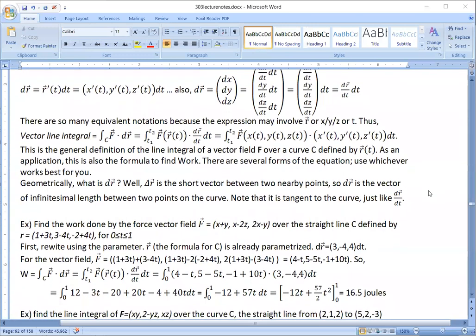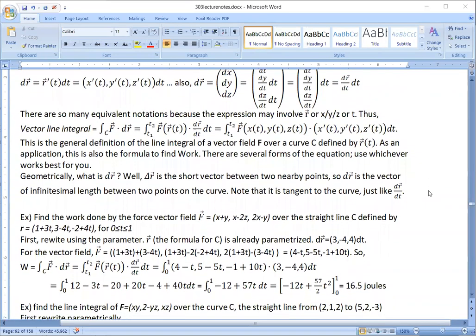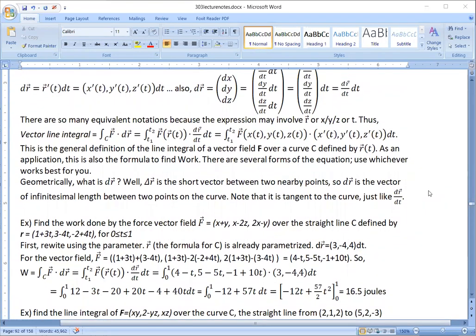Okay. So another problem, but in this case, there's one extra step. Find the line integral of vector field F equals xy, 2 minus yz, comma xz, over the curve C, which is the straight line from (2, 1, 2) to (5, 2, -3).